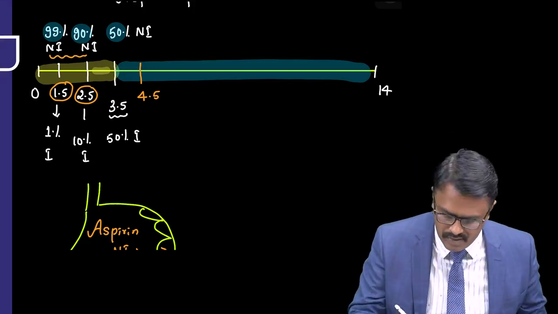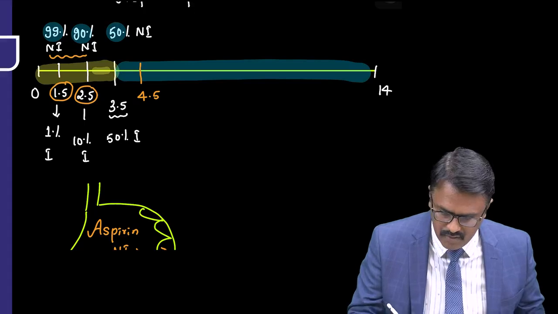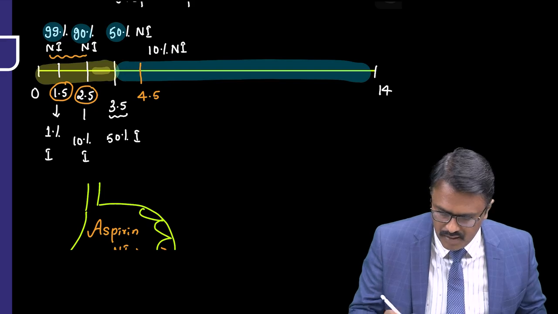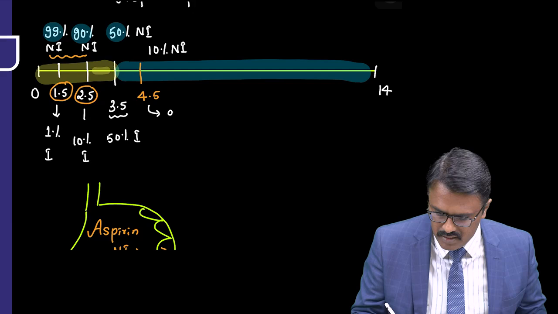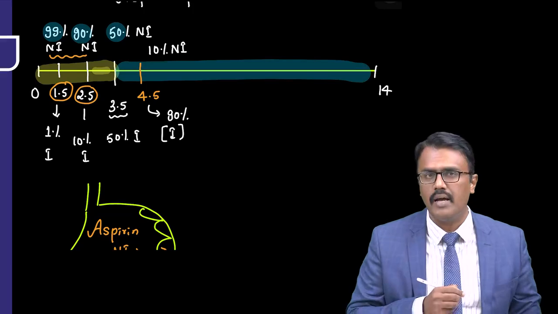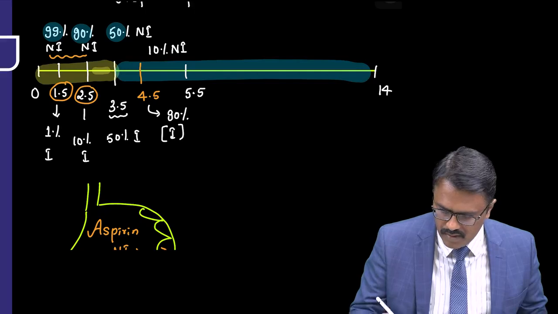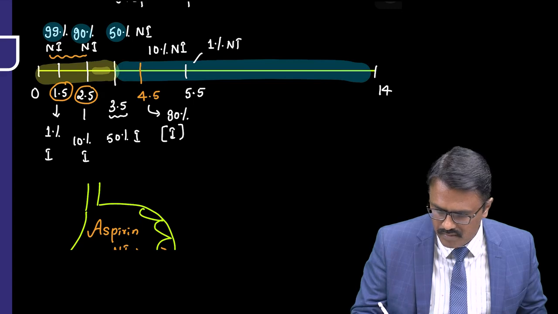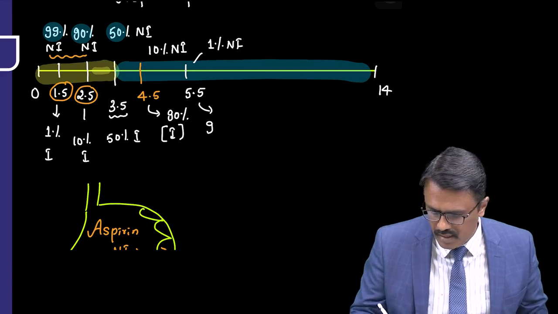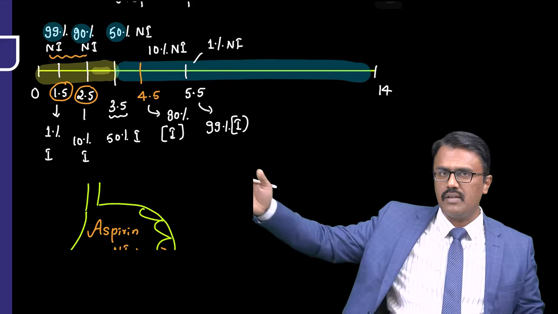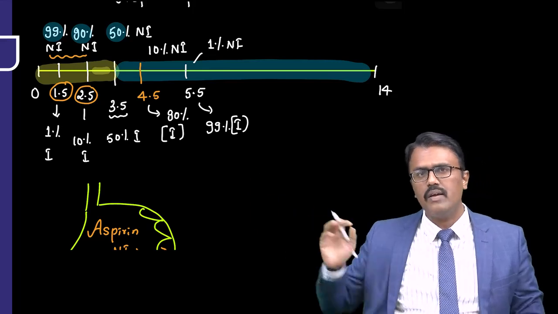So now what happens? The percentage of non-ionized becomes 10, and the percentage of ionized becomes 90%. So it is more and more ionized. If I move to another pH, around 5.5, it will be around 1% non-ionized and 99% ionized. So if you are moving further, it will be more and more ionized.